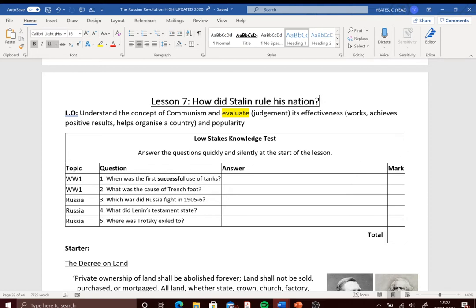And what we can basically say is that if people do not like it, if it is not effective, if it doesn't work, if it doesn't achieve positive results, if it doesn't help organize a country, we might have a lot more evidence today to say that Stalin is not a great leader. If we find that actually it is effective, we see great results from this, we see a really organised nation, and we see that actually people love this idea of communism, that might be something that we can say is a lot more positive about Stalin.